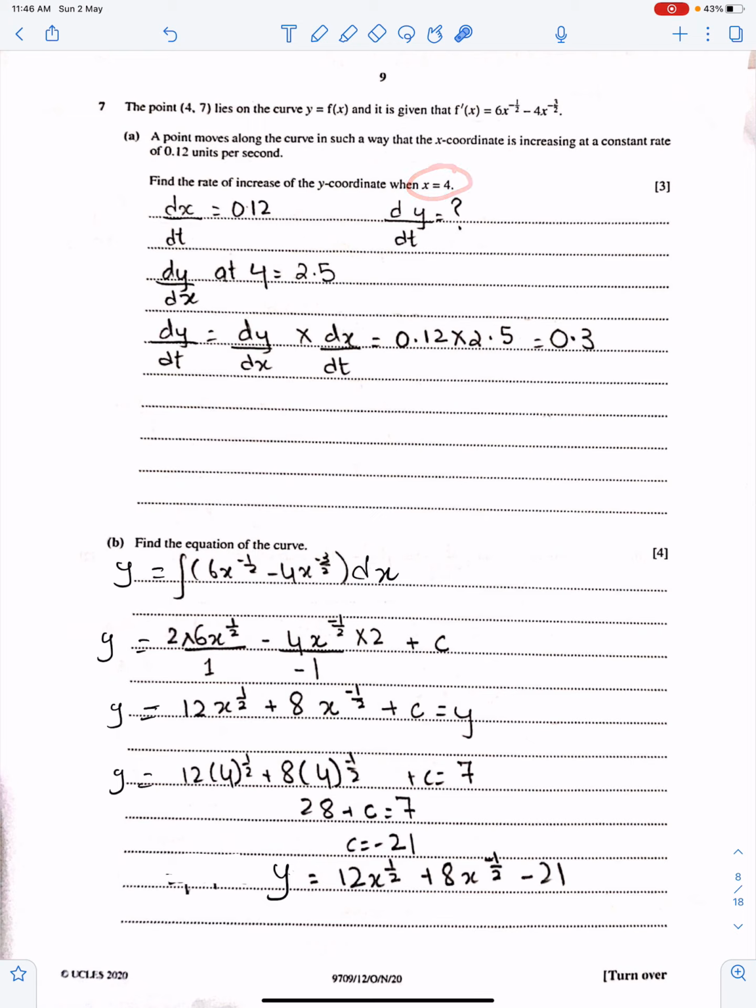So this is a chain rule question. First, I need dy upon dx. f prime means dy upon dx. We just need to substitute 4 here. When we substitute 4 into this equation, we'll get 2.5. Now this is the chain rule. Sorry, dx upon dt is 0.12. And dy upon dx is 2.5. The final answer is 0.3.